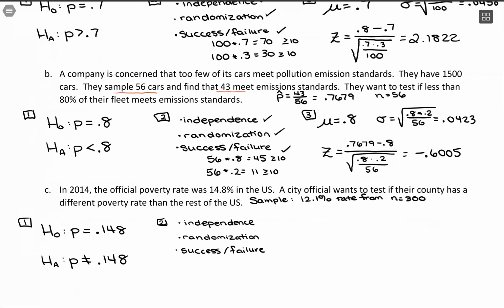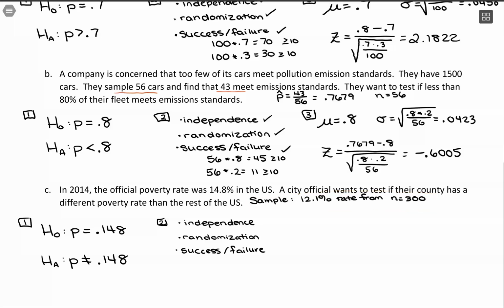All right, and one last example here. So we have a poverty rate. Again, this one didn't have any sample data, so I just made some stuff up. Let's say from their county, they took a random sample of 300 residents and they found a 12.1% rate.